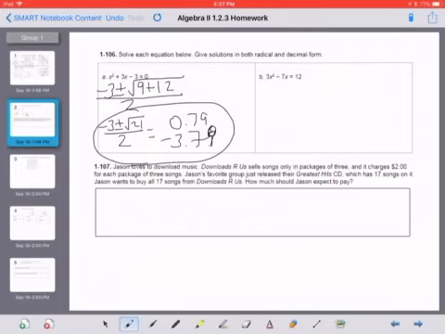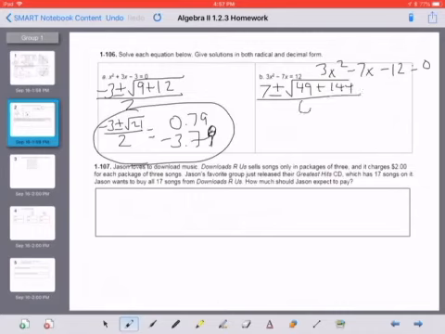So for the second one, I'm going to subtract the 12, so I get 3x squared minus 7x minus 12 equals 0. Quadratic equation, I'm going to get 7 plus or minus the square root of negative 7 squared, which is 49. It's going to end up being plus 4 times 3 times 12, 144, divided by 6. So when I simplify that, I get 7 plus or minus the square root of 193 divided by 6. Or, in decimal form, 3.48, or negative 1.15.